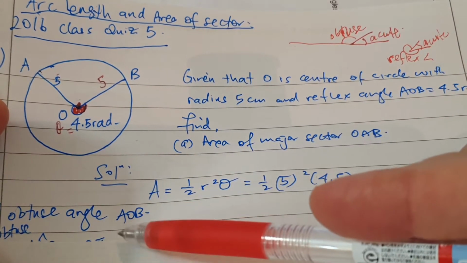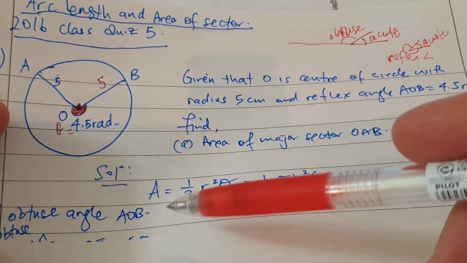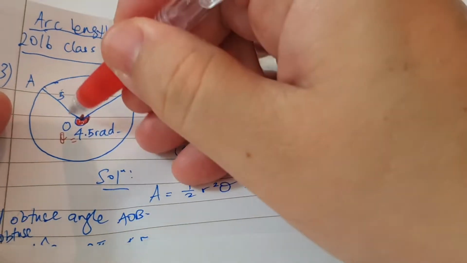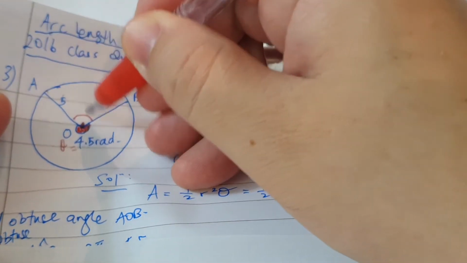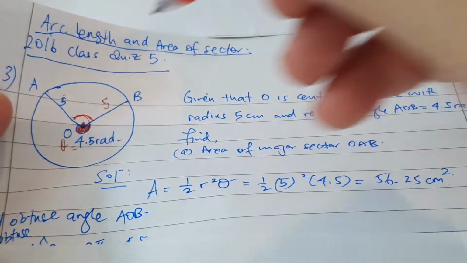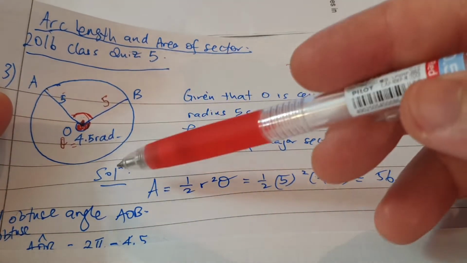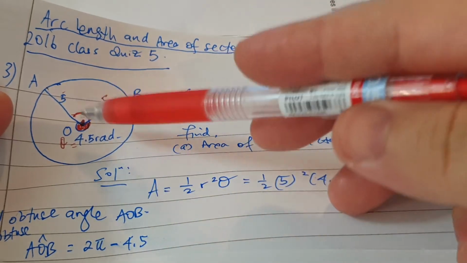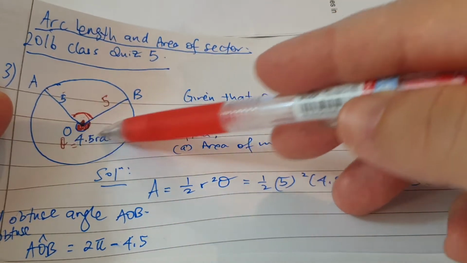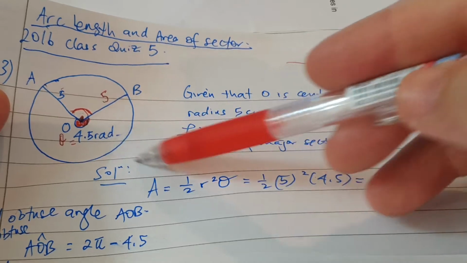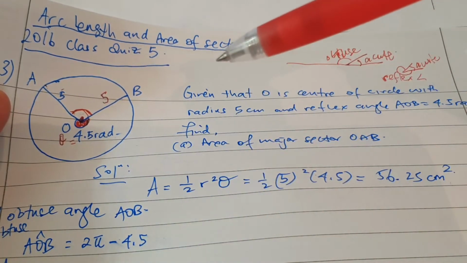They ask you to find the obtuse angle AOB. Wow, that's even easier. Obtuse is this one, correct? So how do I find this obtuse angle AOB? You know the whole one round is 2 pi, right? So you just take 2 pi minus 4.5, finish already, okay?